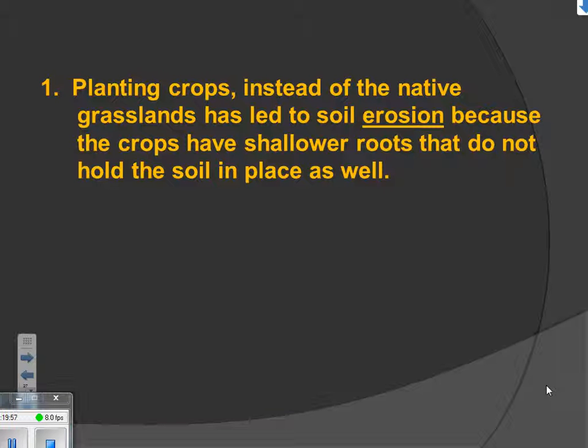And this is something that we're kind of having to just live with, because we've got to have these areas in order to produce enough food to feed the population.